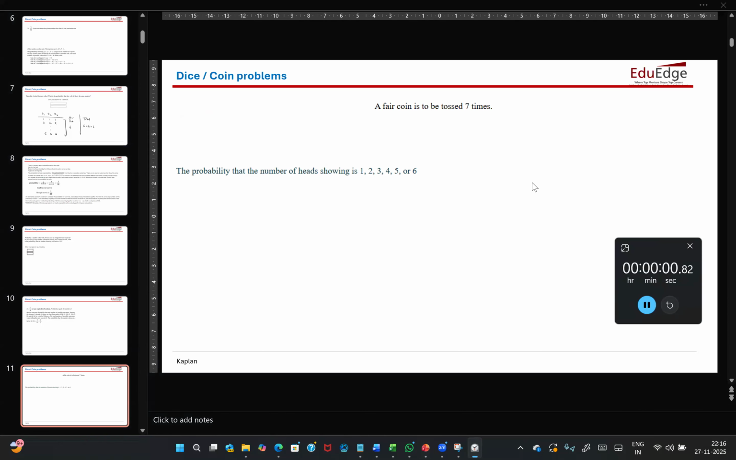Let's see. A fair coin is tossed 7 times. What is the probability that the number of heads is 1, 2, 3, 4, 5 or 6? Meaning the probability of the number of heads showing is 1, 2, 3, 4, 5 or 6. So that means not 7.